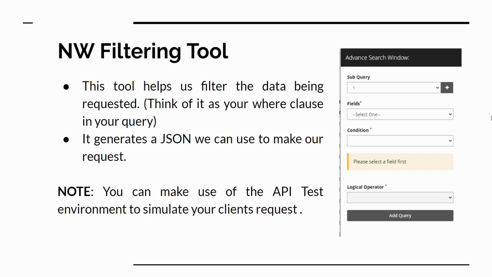Okay, and another thing to note here, there is an API test environment where you can simulate all your requests before you actually go and implement it on your client application. So let's have a look at what that test environment looks like and actually do 1 or 2 requests to the NASSCO MIS. So we'll see what that looks like.